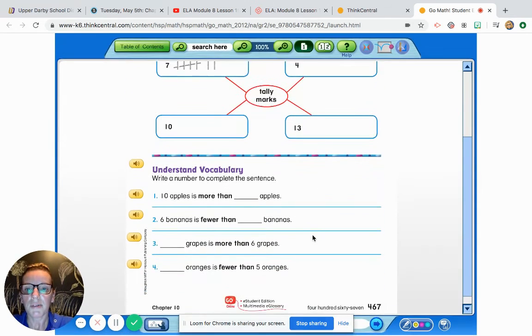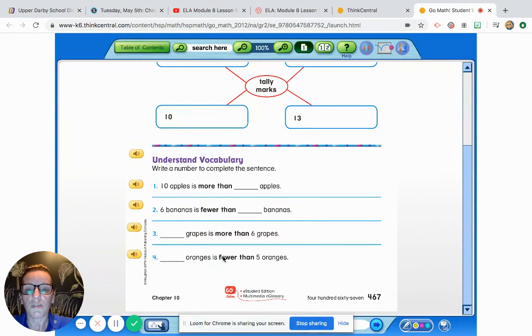Then at the bottom, you're going to write what you know about vocabulary. So 10 apples is more than what? What's a number that's less than 10? That's what you'll write here. 6 bananas is fewer or less than how many? So on this one, you'll be writing a number that's greater than 6. How many grapes is more than 6? So on this line, you'll be writing a number that is more than 6. And number 4 says, how many oranges is fewer than 5? So you're going to write a number that is less than 5 for number 4.